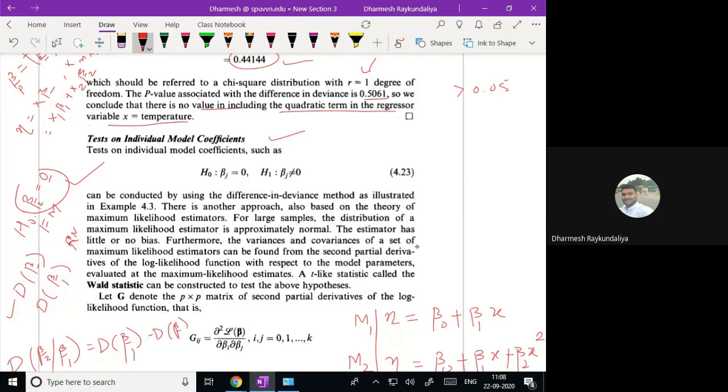So test of individual model coefficient means, let us say my linear predictor is something like beta 0 plus beta 1 x1 plus beta 2 x2 plus up to beta p xp. And if I wish to see, for beta j with j equal to 1 to p, whether beta j is 0 or not, that means, when I say that the jth regression coefficient is 0, it means that the jth variable has no impact for the model development.